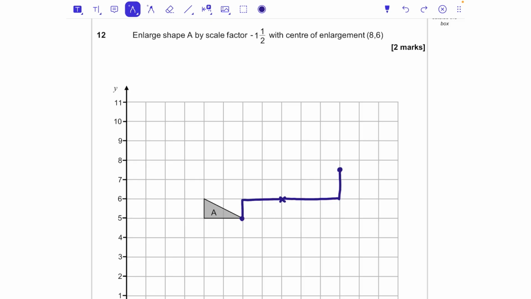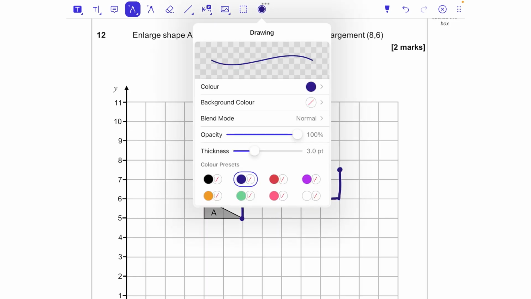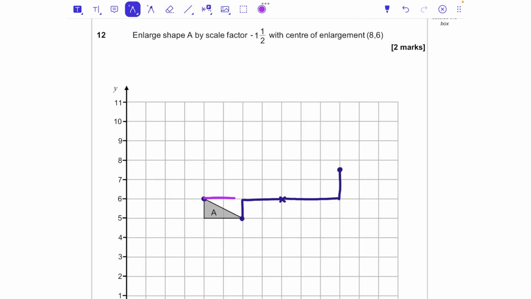Okay, so now we're going to look at another corner. Let's look at this top one here. And that is currently 4, let's use a different colour. That is currently 4 squares to the left of the centre of enlargement. So we're going to times that by 1.5 and we're going to reverse it because it's a negative scale factor. So we're going to go 6 to the right and that's going to go there. Last corner, and again let's change colour, would be this one, and that's going to be 4 to the left and 1 down. So let's multiply that by 1.5. Instead of going 4 left and 1 down, I'm going to go 6 right and 1.5 up, and we can see that that would go there.